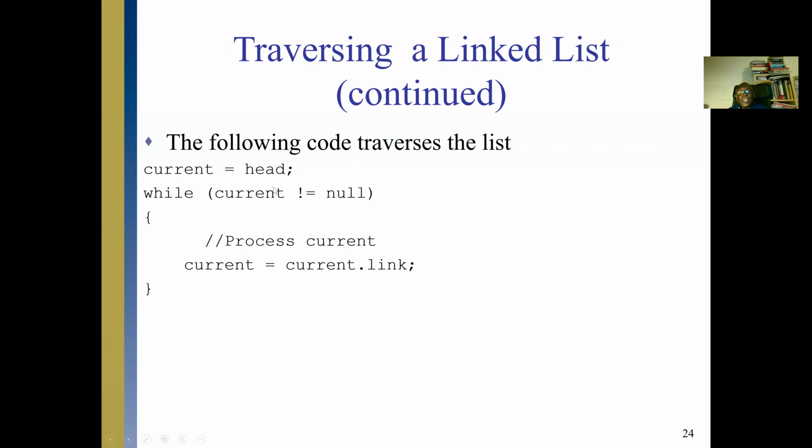So here we say while current not equal to null, then current equal to current.link. Which means when we haven't reached the end of the linked list, because the last node in the linked list always points to null, if we haven't reached the end of the linked list, then move the current one step. So current equal to current.link.